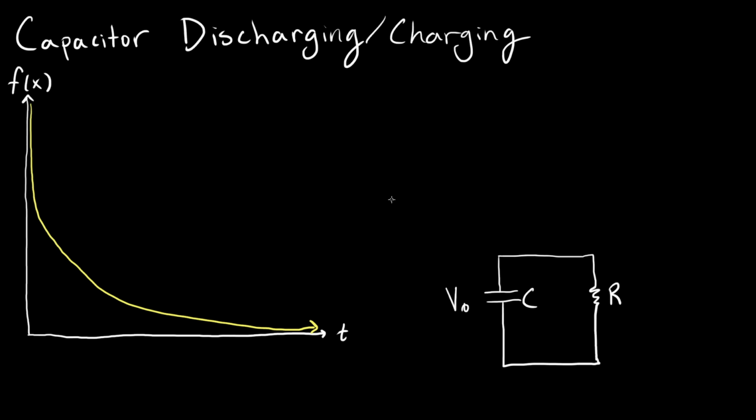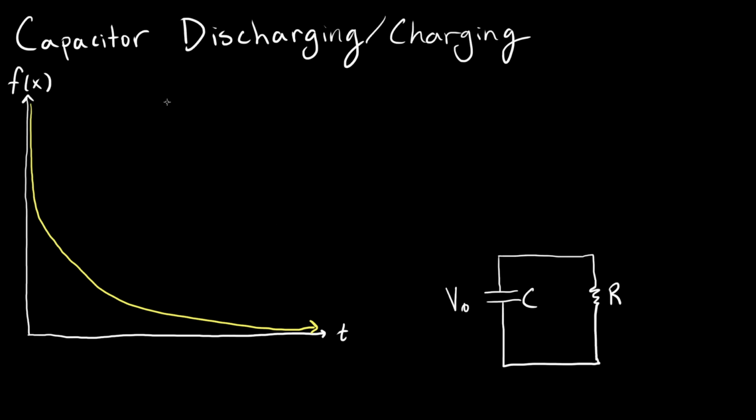Hi, in this video we're going to learn about how capacitors discharge and charge in a circuit. So in this circuit here we have one capacitor and one resistor, and let's say that this capacitor has a voltage V0, and this capacitor will discharge because this is a voltage source and it will discharge across the resistor.